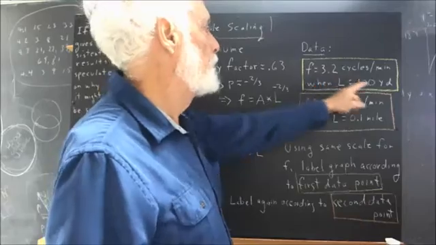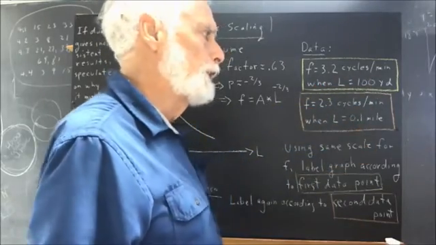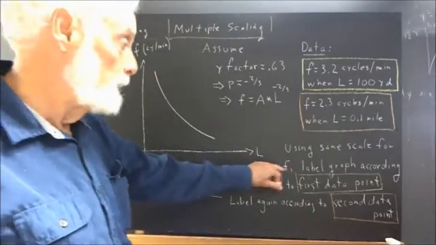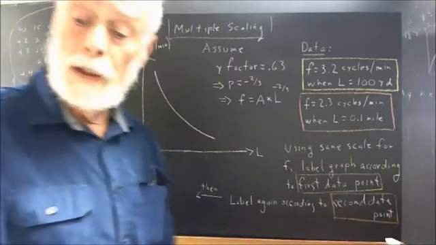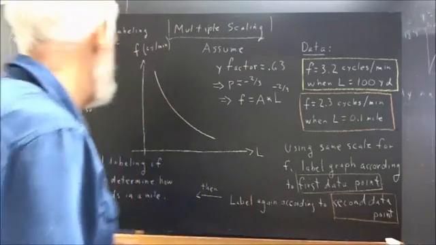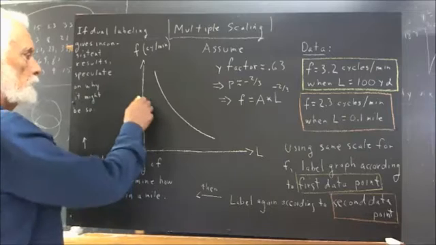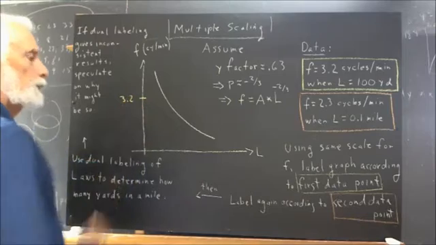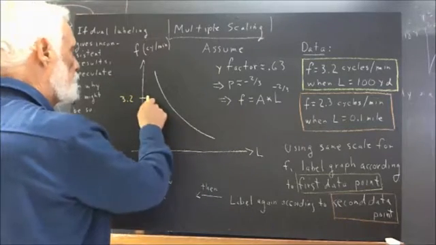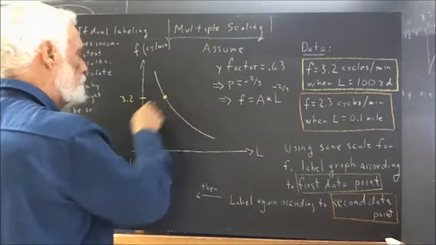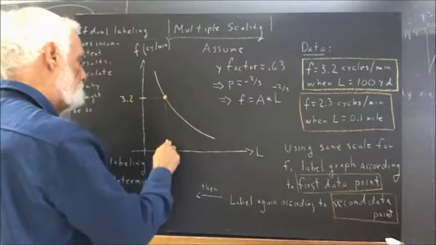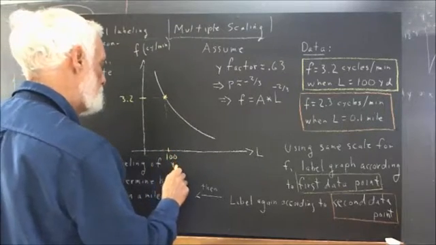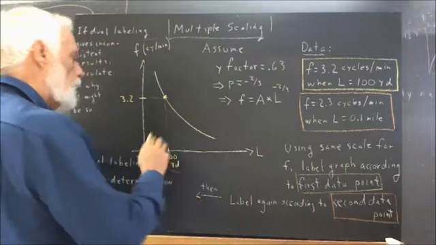So we get this information for the 100-yard pendulum, this information for the 1/10 of a mile pendulum. Now, what I'm asking you to do is, using the same scale for F, label the graph according to your first data point. Well, we know how to do that, so I'm going to go ahead and do it for you. I'm going to put 3.2 here so that our data point has to lie here, meaning that 100 yards has to be here.